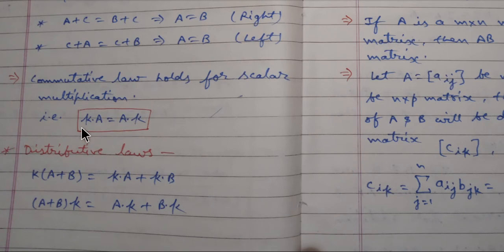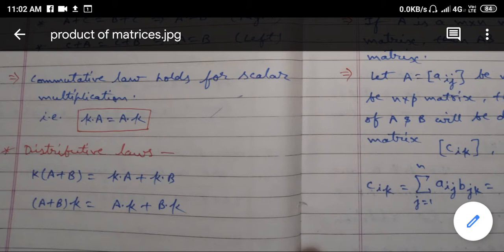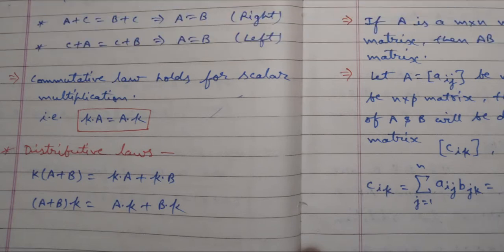Now coming to the next point, the commutative law holds for scalar multiplication. In the previous videos we studied the commutative law for addition, where we can write A plus B equals B plus A. That means according to the commutative law we can just change the order of terms. We can apply this law for addition and also for multiplication. Here is the case of multiplication, not addition.